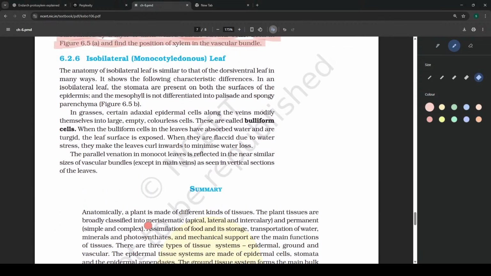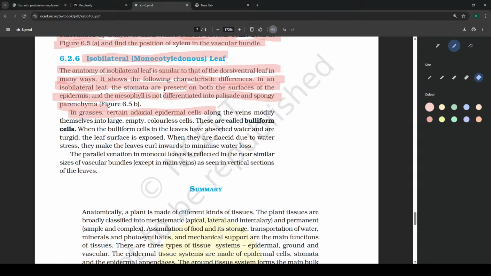Now the isobilateral leaf. The anatomy of the isobilateral leaf is similar to that of the dorsiventral leaf in many ways. It shows the following characteristic differences. We are only going to see the differences. In the isobilateral leaf, the stomata are present on both surfaces of the epidermis. The mesophyll is not differentiated into palisade and spongy parenchyma.